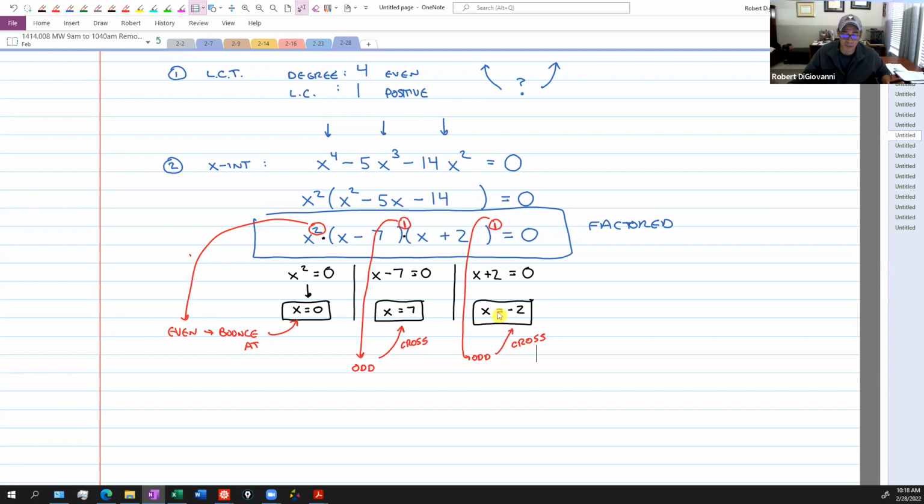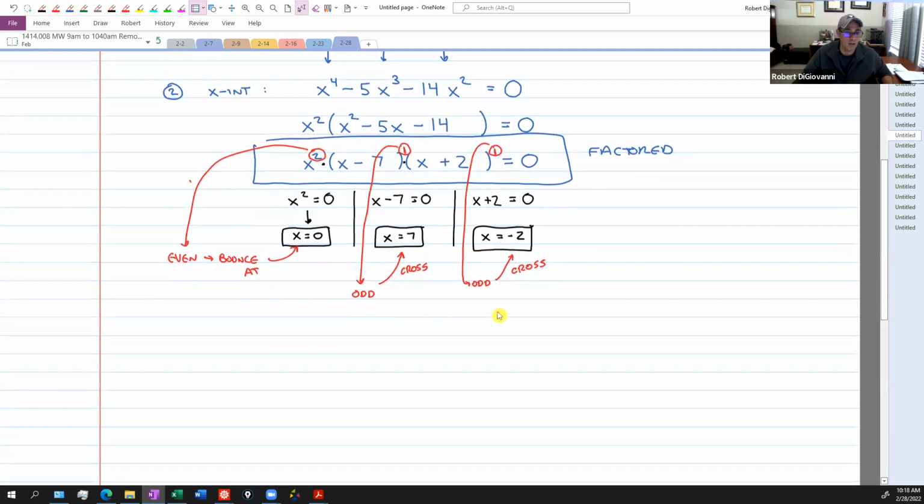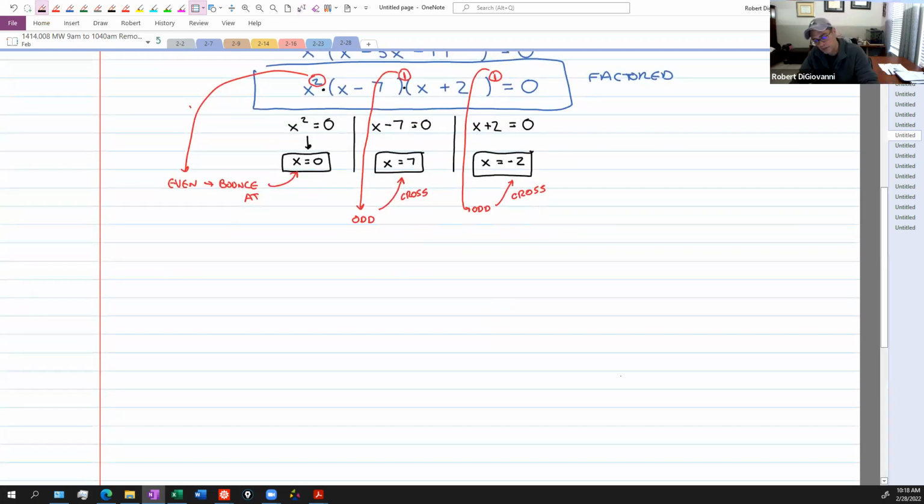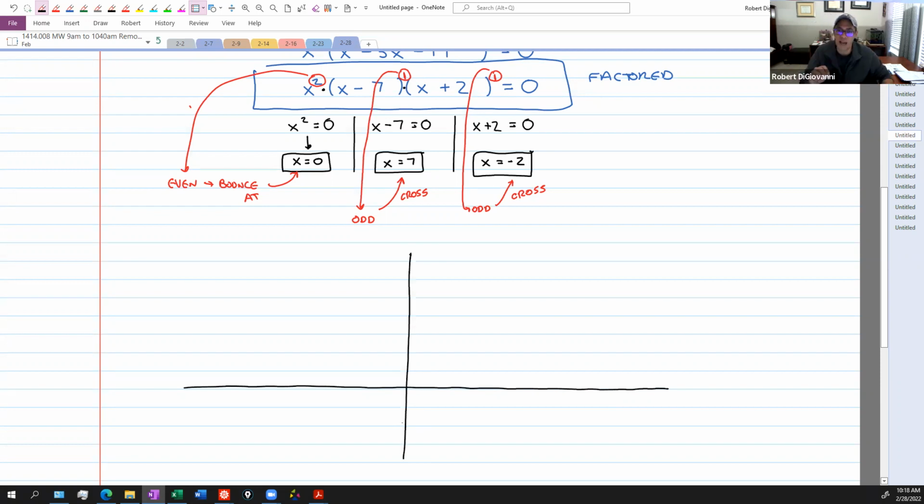Once we have this multiplicity set, we're ready to draw. Okay, here comes the graph. Now, these graphs are going to be sketches. They're not super precise. They just give us a feel for what's happening. I'm going to put my x-intercepts as I did before, 0, 7, and -2. I know the left side goes up, so I'm going to put a little up arrow over here, and I know the right side goes up like this.